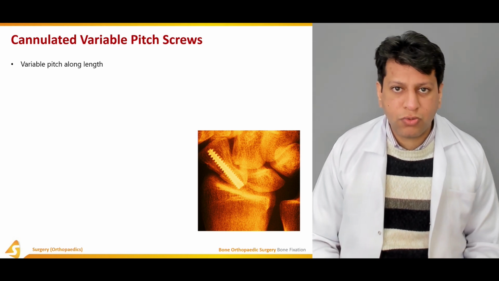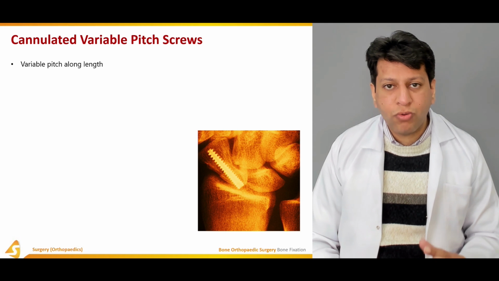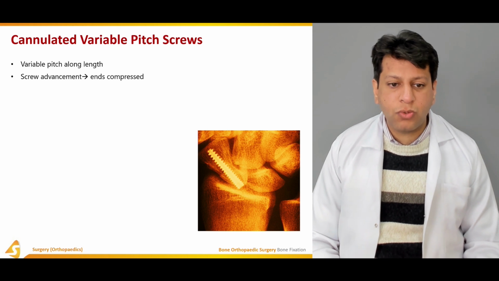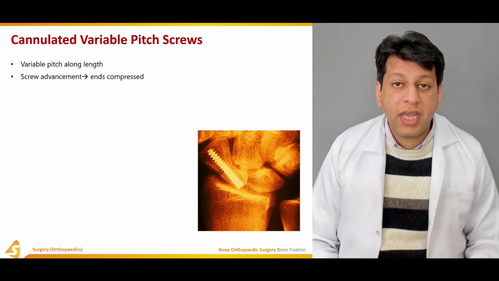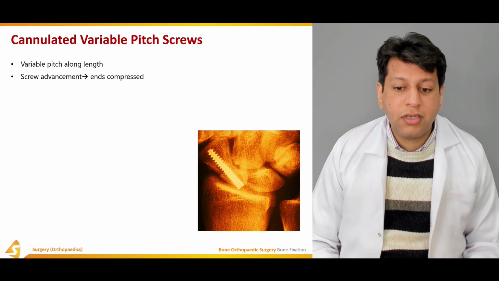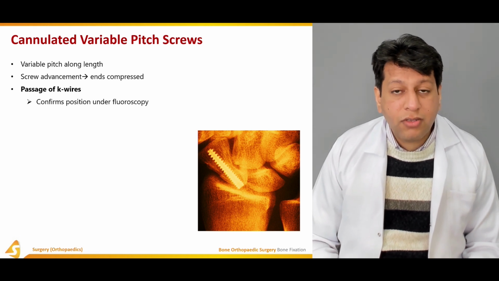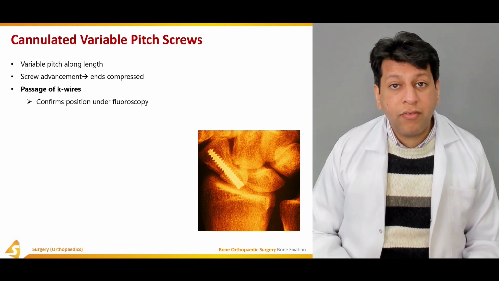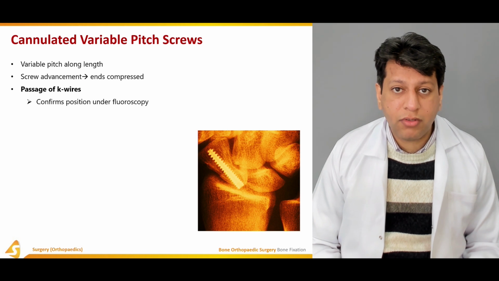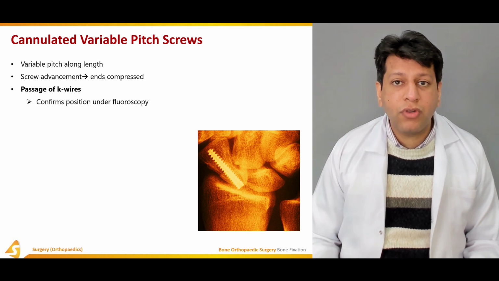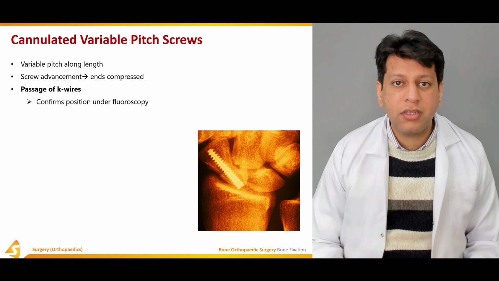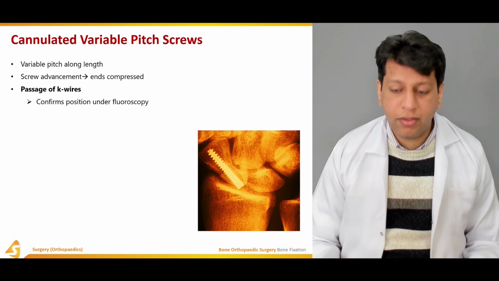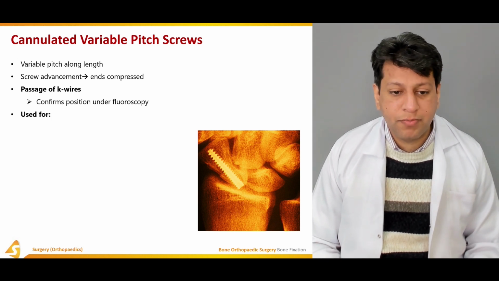Nowadays there are variable pitch screws as well, in which some threads are close together and some threads are away from each other. So that is why they form variable pitch screws. Screw advancement results in compression. K-wires can be used, especially when we are using cannulated screws. Cannulated screws have holes through them, therefore they can be passed over the K-wire. We can insert the K-wire first, check the position, and then pass the cannulated screw over the K-wire so that it can cause compression.